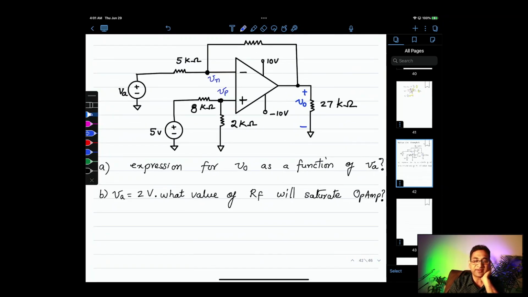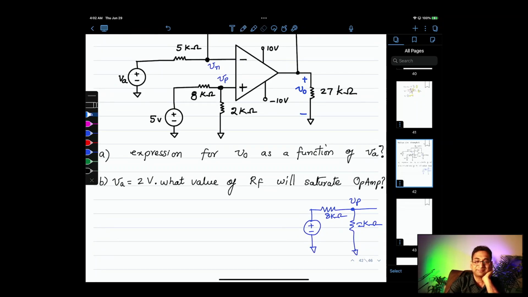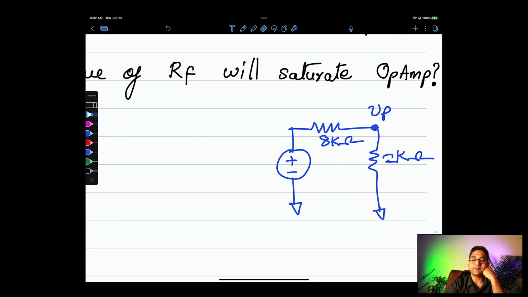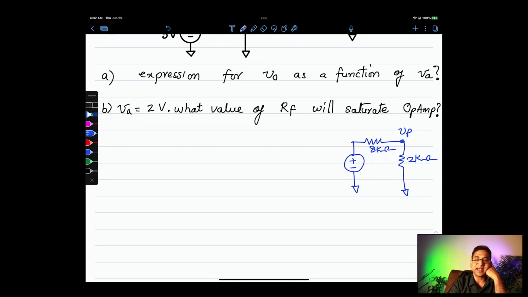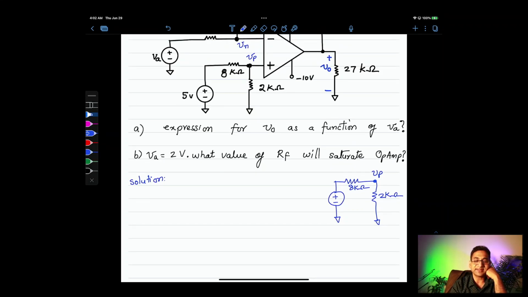Again, we have seen this circuit in the past, a similar circuit. What is it called? 2 kilo ohms and 8 kilo ohms. There is Vp and there is no current flowing into the op-amp. So when we are writing KCL, there are just two resistors. We are interested in calculating Vp, which is simply a voltage divider. So the first thing I need to notice is, in order to find the expression for Vout as a function of VA, I start by noticing that Vp is a voltage divider.